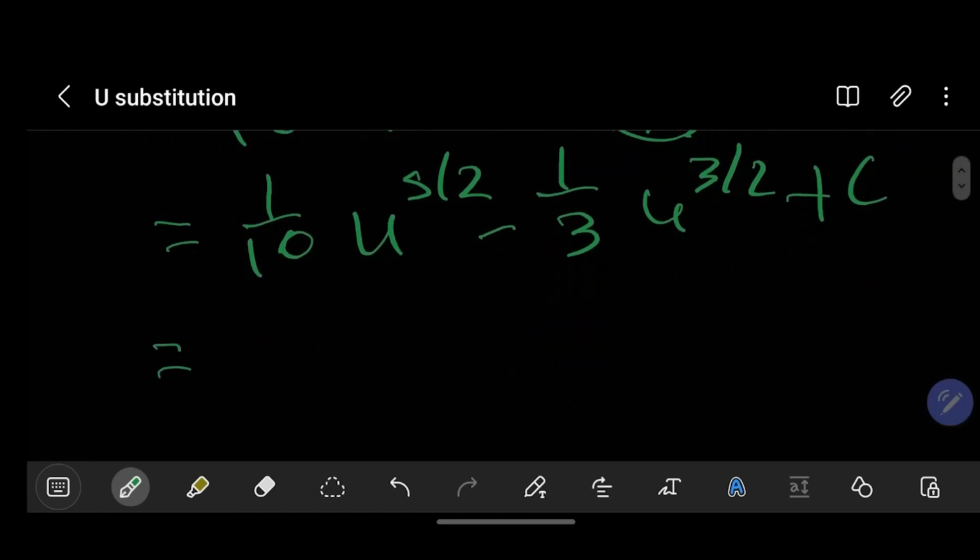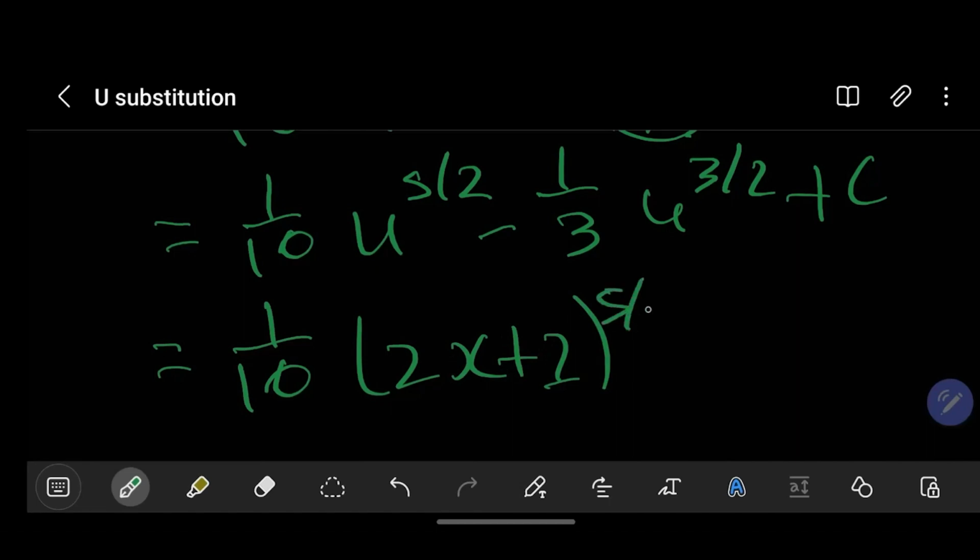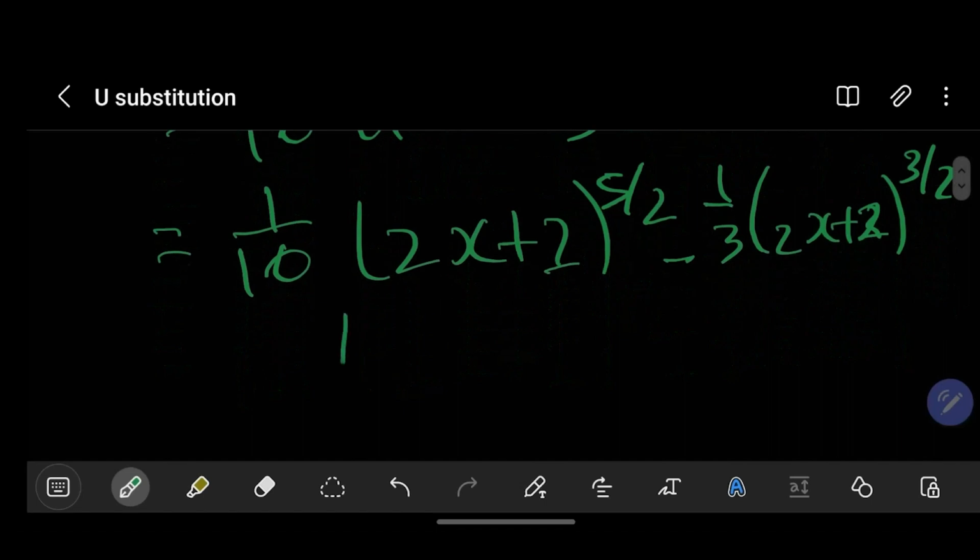And now we go to the last step where we need to substitute back, where we know that we made u 2x plus 2. So we now have 1 by 10 times 2x plus 2 to the 5 by 2, minus 1 by 3 times 2x plus 2 to the 3 by 2, plus c. Don't forget the c.